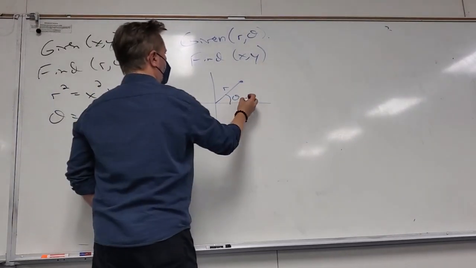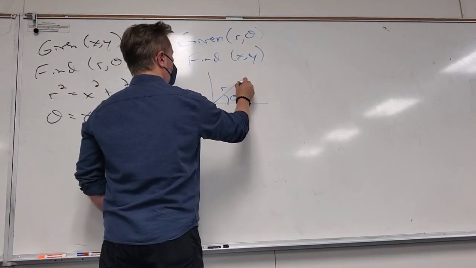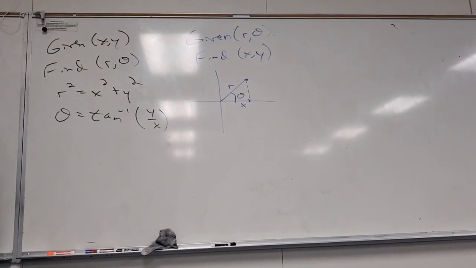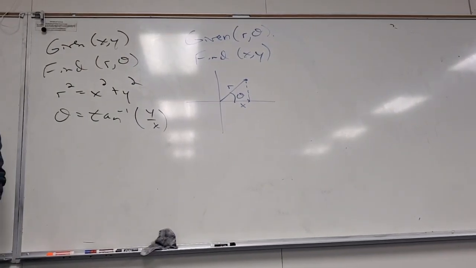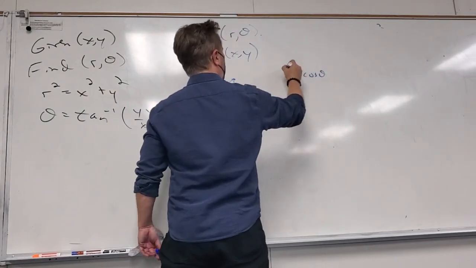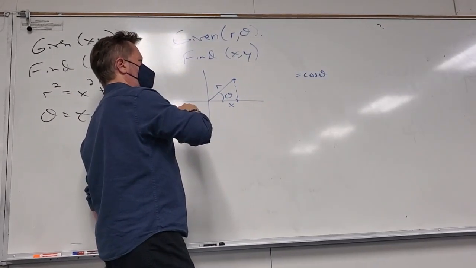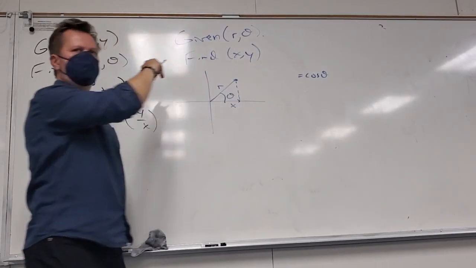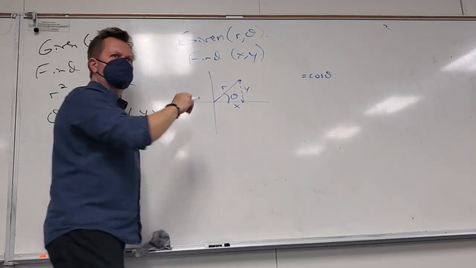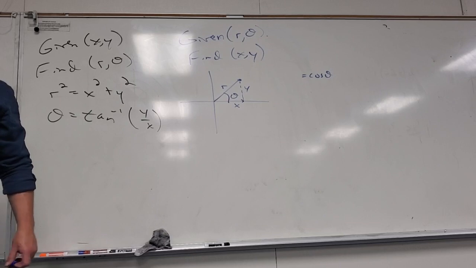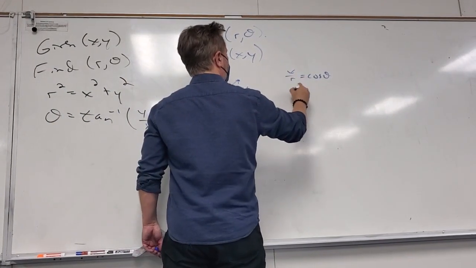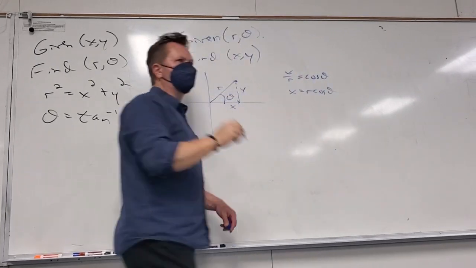Isn't x just the length of this side of the triangle? Isn't it cosine theta? All right, now put the whole thing together. What's cosine theta of this triangle? What two sides? It's a ratio of two sides always, right? That's all trig is. x over r. So isn't x equal to r cosine theta? Okay, now real quick.